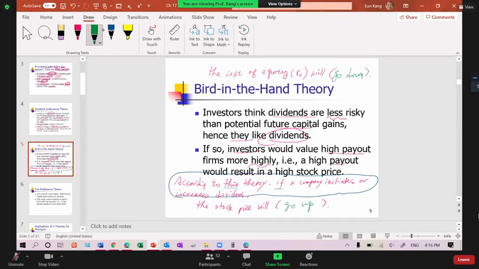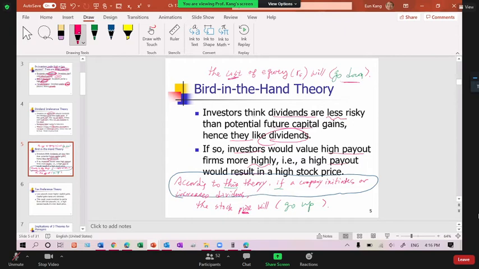So if this is on the exam, it's easy to say that the stock price will go up. Many people choose that. But cost of equity will go down. Don't forget, cost and price is what? Inverse relationship. Cost goes down, so price goes up, right? Always think that way.